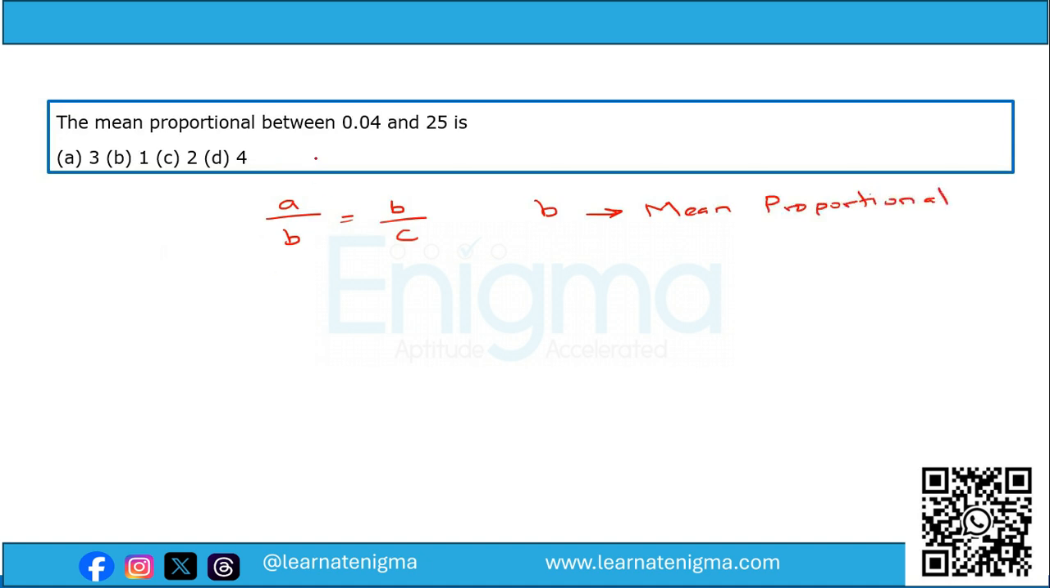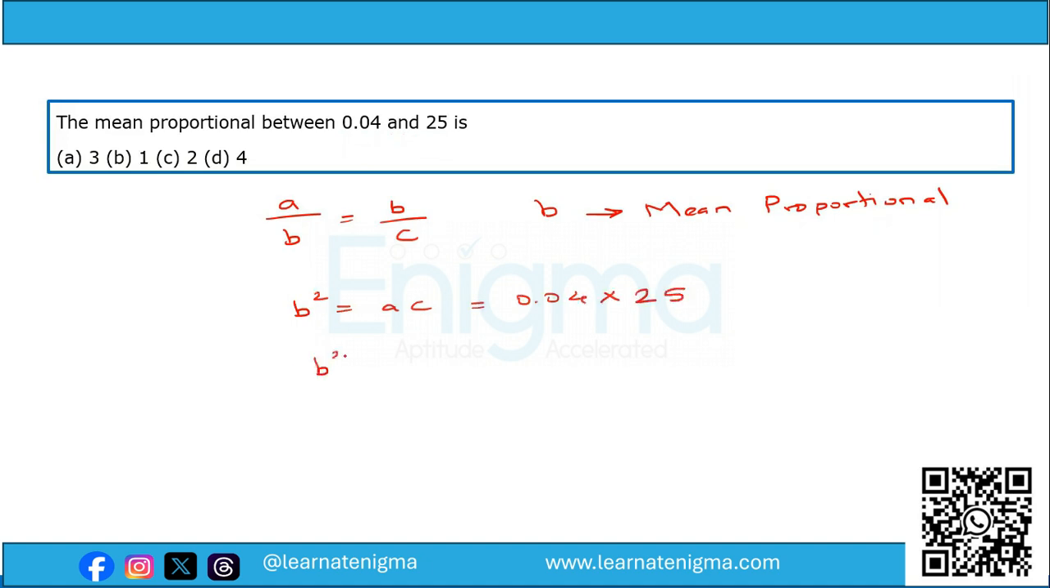Now, in this case, A is given out to be 0.04 and C is given out to be 25, and we have to find the value of B. Now, if we cross multiply, we have B square is equal to AC. That means 0.04 into 25.